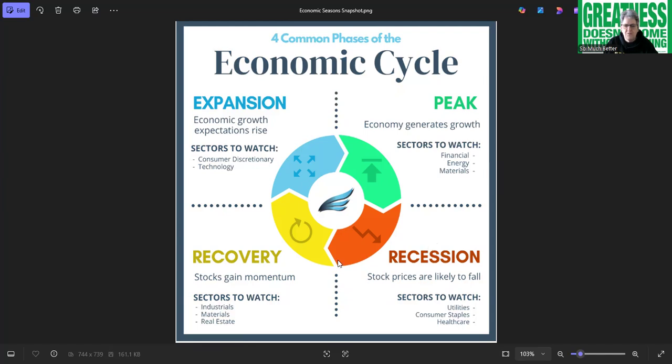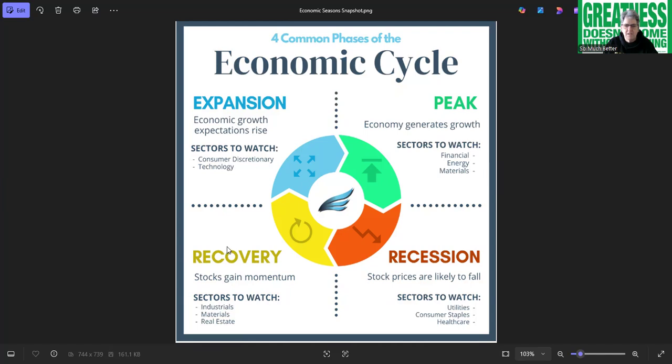Every economic winter is followed by a recovery. The recovery is what we call the springtime in economics. The springtime or the recovery is a period of economic growth characterized by increasing GDP. GDP is the gross domestic product, which is the total output of a country or a region. There is low unemployment and rising consumer confidence. Stocks gain momentum and the economy is growing. It's very optimistic during this period, during the springtime.